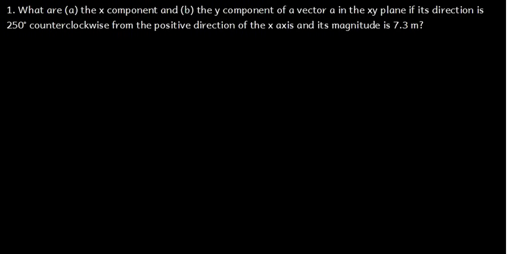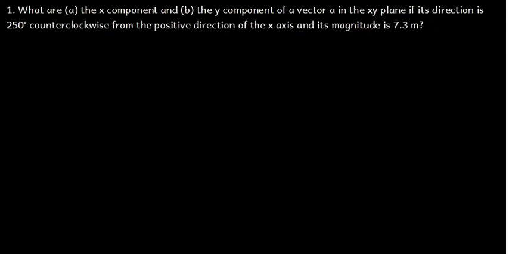In this tutorial, we are going to talk about our practice questions under vectors. I've got a number of questions with me here. So let's start with this one. What are the x component and y component of a vector a in the xy plane if the direction is 250 degrees counterclockwise from the positive direction of the x-axis and its magnitude is 7.3 meters?